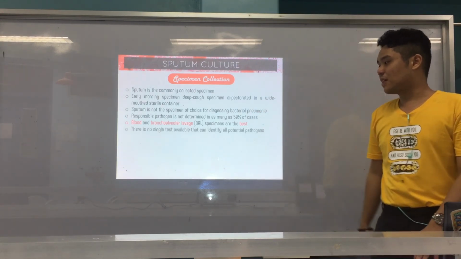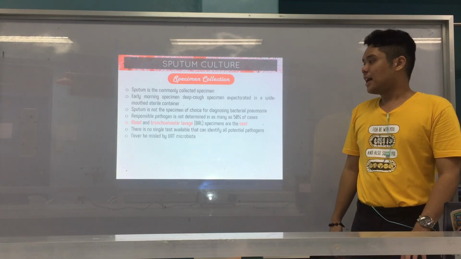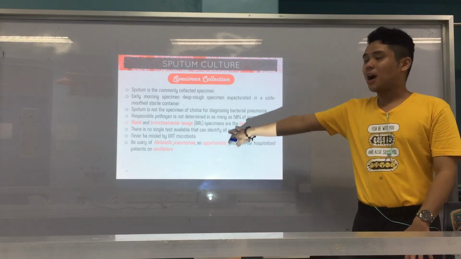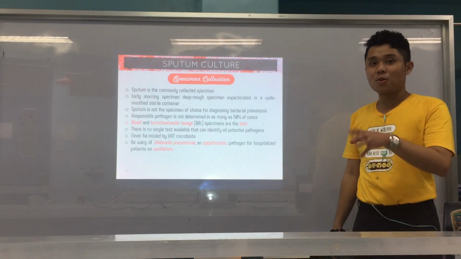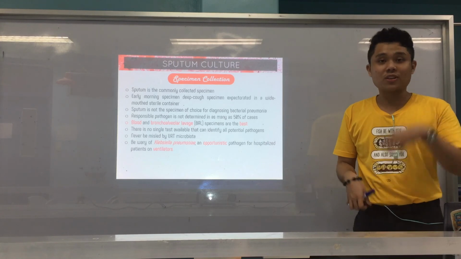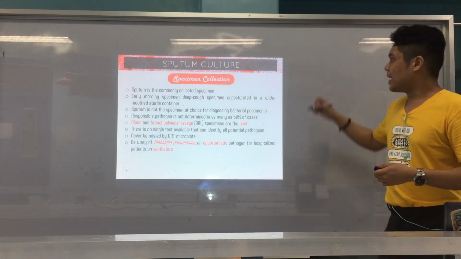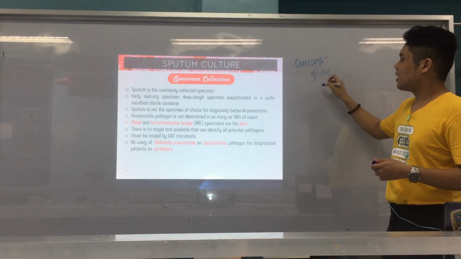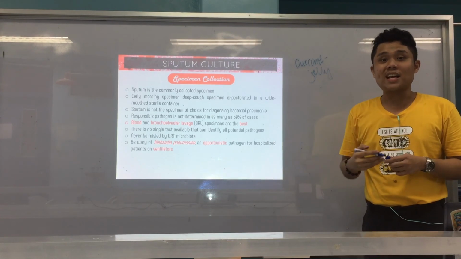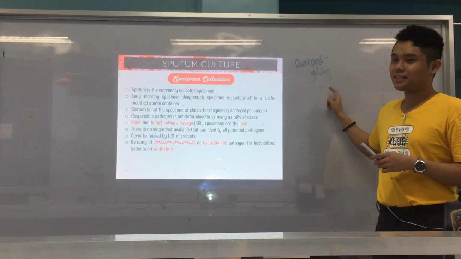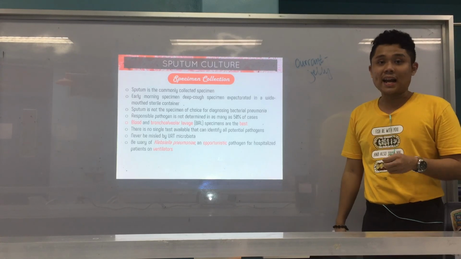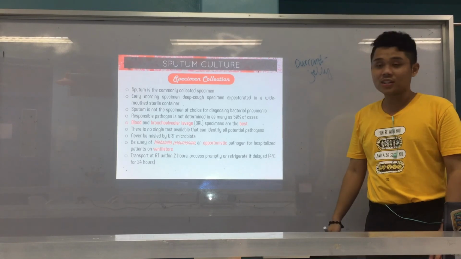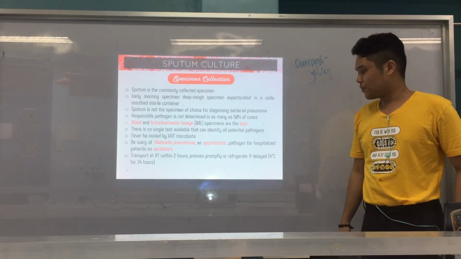No single available test can identify all potential pathogens. Never be misled. Again, as mentioned, URT, mouth, normal flora. And be wary of Klebsiella pneumoniae, which causes pneumonia in patients on ventilators, a nosocomial infection. The characteristic sputum of Klebsiella is currant jelly. Please take note. Characteristic sputum for Klebsiella pneumoniae. Okay, and transport at room temperature within 2 hours and process promptly; it can be refrigerated if delayed.